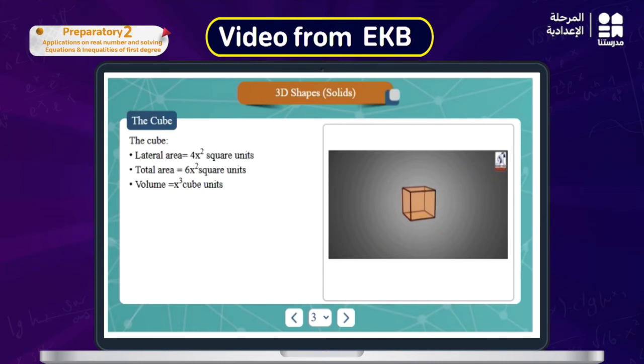The total area of the cube equals the sum of the lateral area and the areas of the top and base. In the cube, all the sides are equal, so the total area equals 6 times x squared. The volume of the cube equals the area of its base times its height, which means x cubed, or x to the power 3.